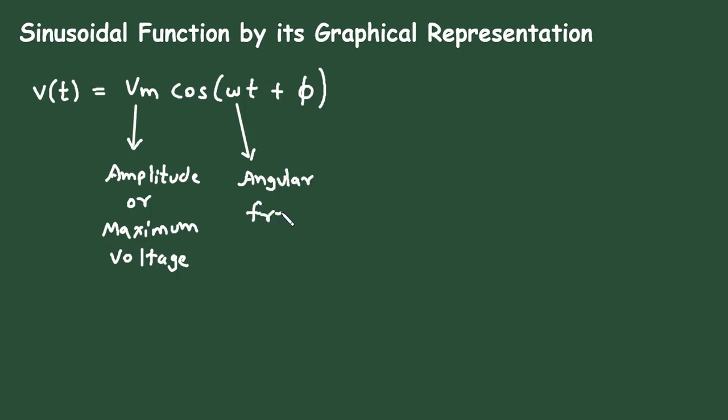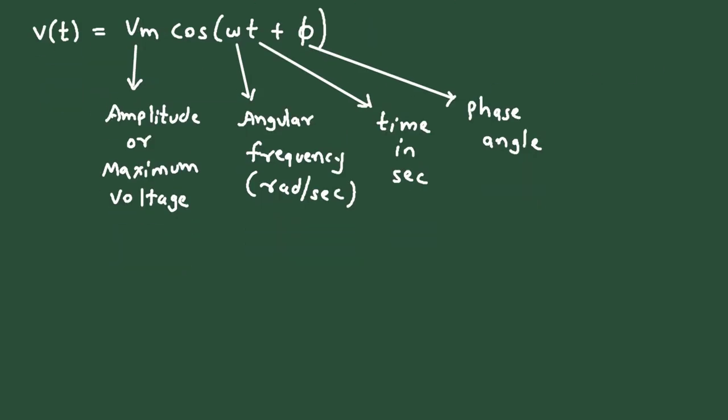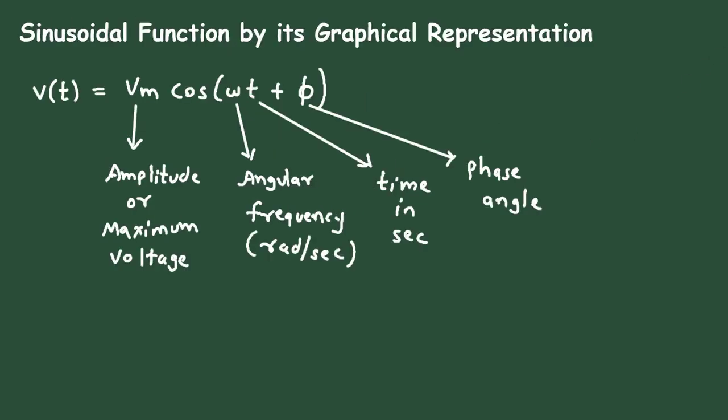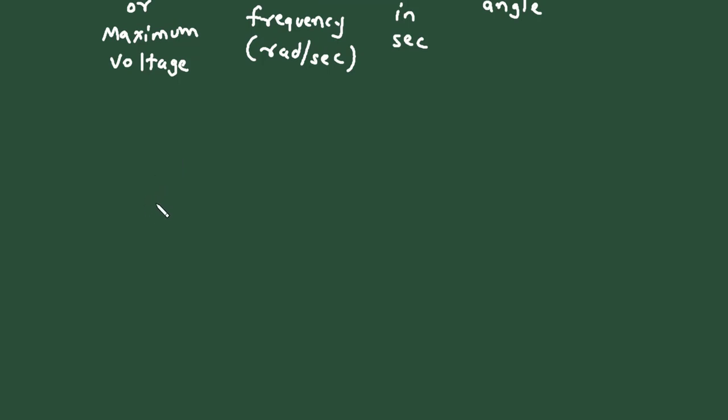it is angular frequency in radian per second. This t is the time in second, and this phi is the phase angle. It is the phase angle, and this represents sinusoidal voltage. We have to represent it by graphical representation. So, in graphical representation, we know that the graph will look something like this.